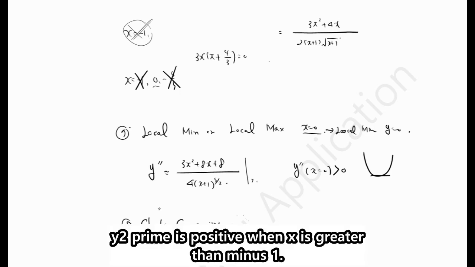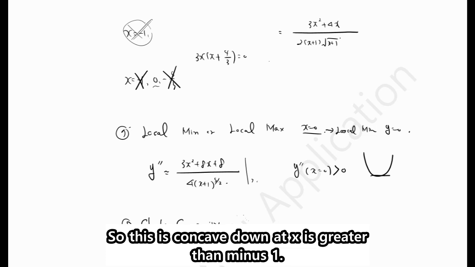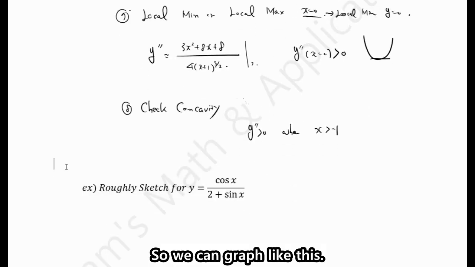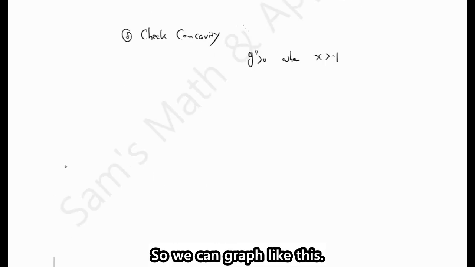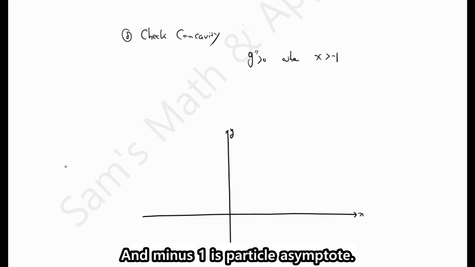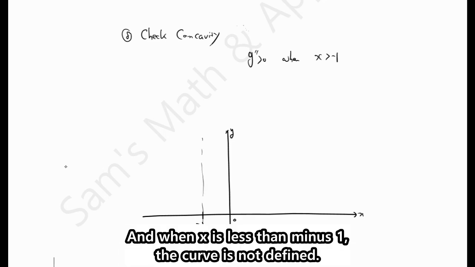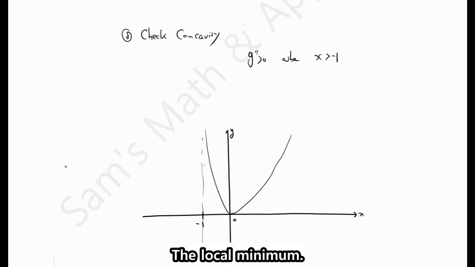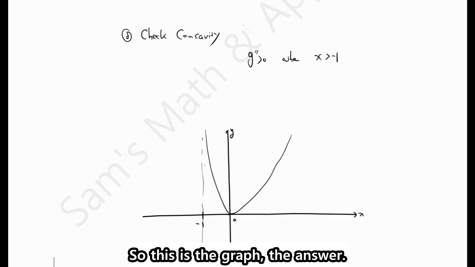Y2 prime is positive when x is greater than minus 1. So this is concave down at x greater than minus 1. So we can graph like this. This is the x axis, this is the y axis, and minus 1 is the vertical asymptote, and when x is less than minus 1, the curve is not defined. This is the horizontal asymptote. This is the local minimum. So this is the answer.